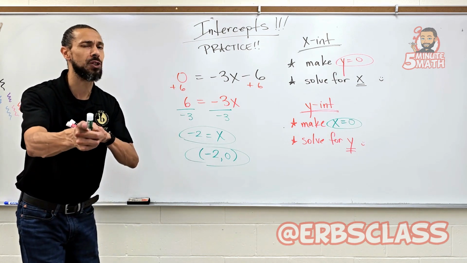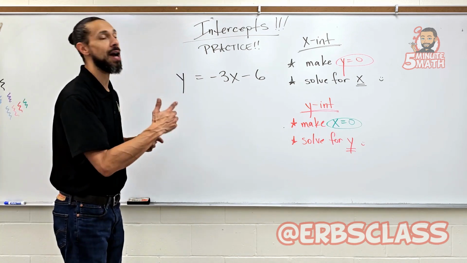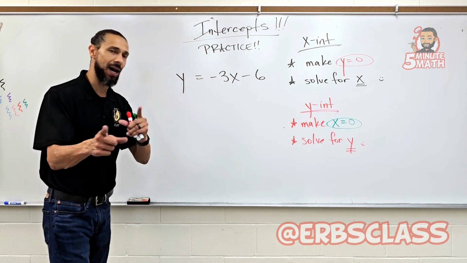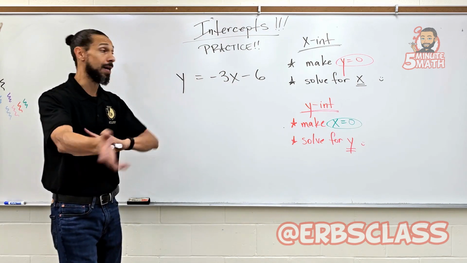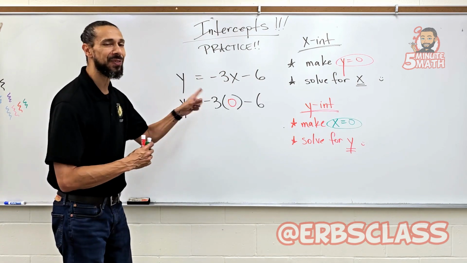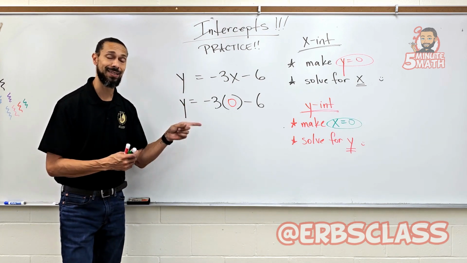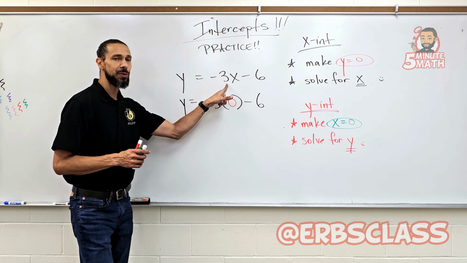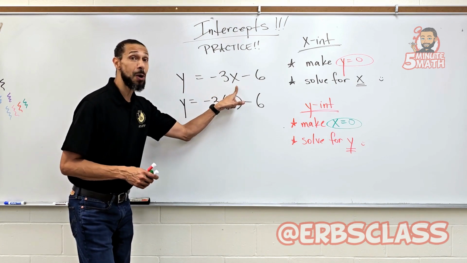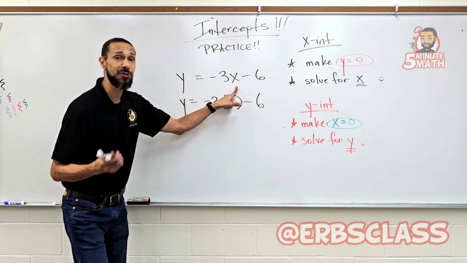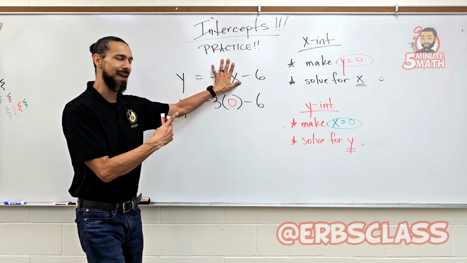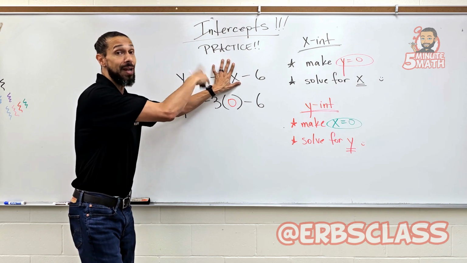Let's go back to our original equation. Okay, so now to find the y-intercept, I'm going to make x equal to 0. Well, let's see what it looks like. It looks exactly like this. But let's dig a little deeper, right? -3 times 0 is 0. Matter of fact, 0 times anything is 0. So I'm kind of just getting rid of that. Look what's left. y equals -6.